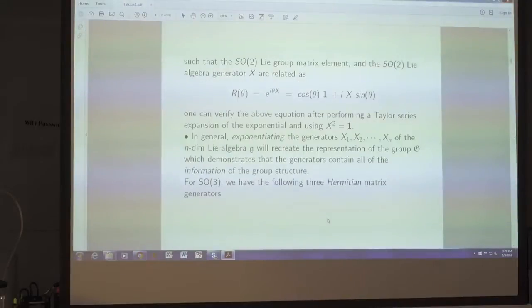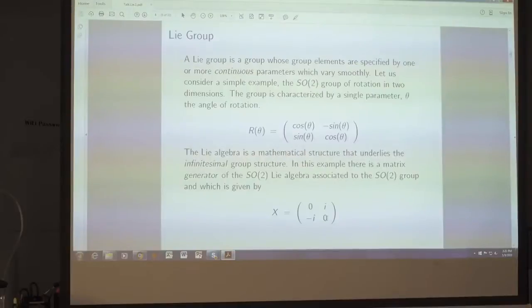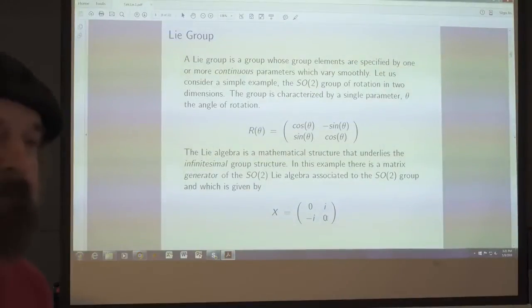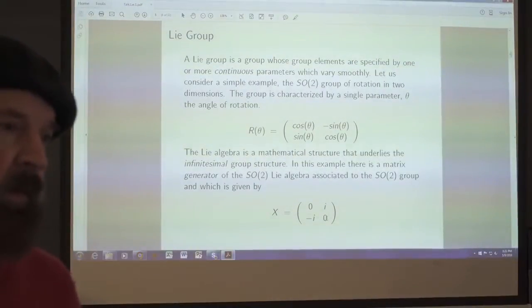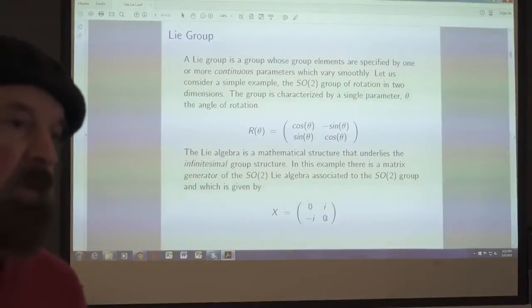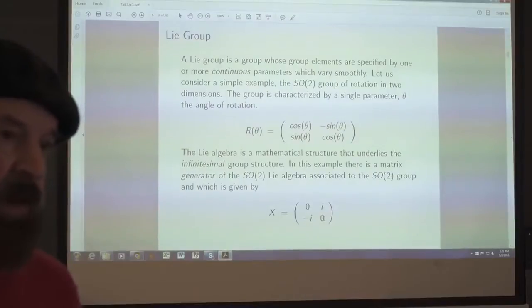Yes. Let me go back. I'll go back. So I have a few questions. Can you make it a little clearer between the continuity property of the manifold and the discreteness of the group?